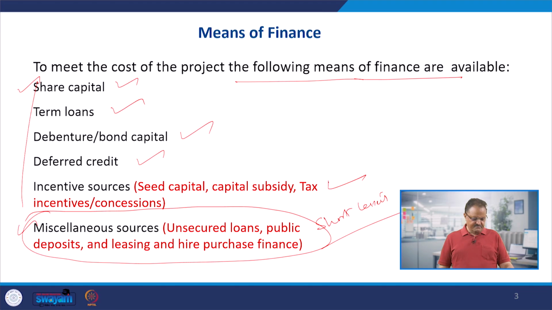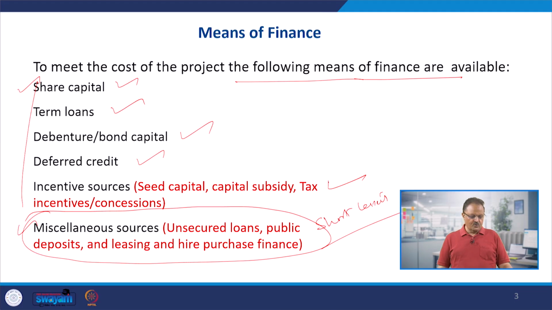Firms require funds for long term purposes and also for short term purposes, because they have to raise fixed assets and also short term assets, current assets. So different sources of funds are available here. But now the $1 million question is about these means of financing.